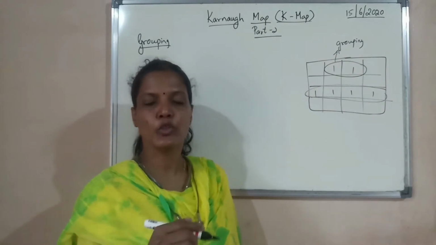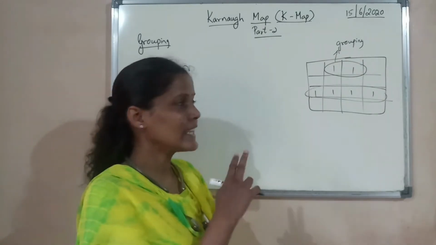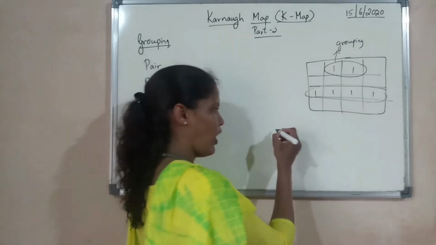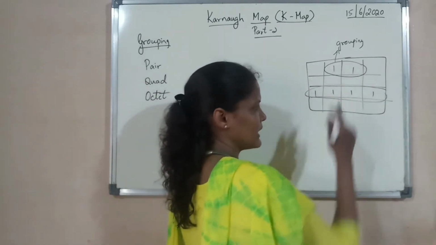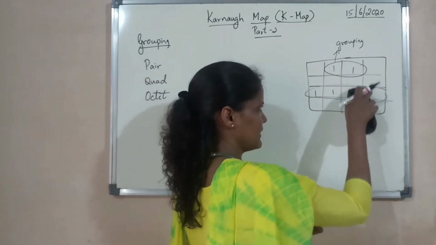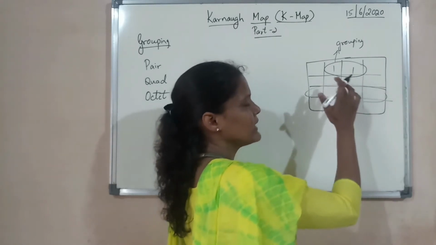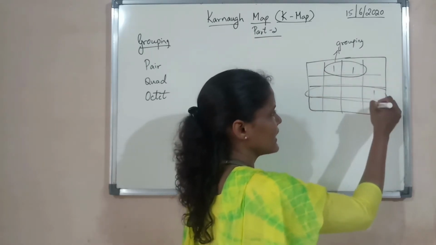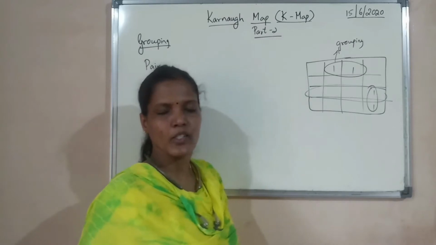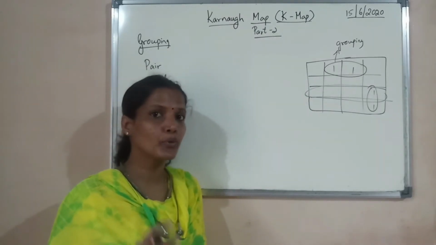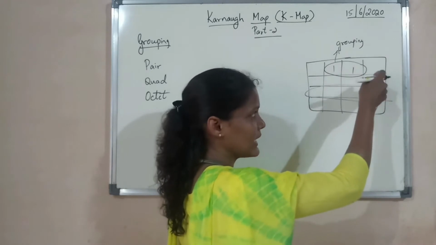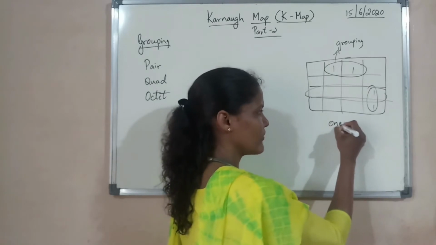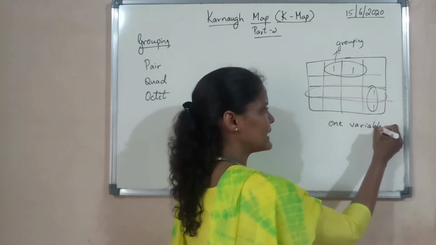Pair is nothing but grouping of two adjacent ones in the K-map, which is called pairing. The pairing can be done horizontally, like this, or like this, vertically. So pairing is nothing but grouping of two adjacent ones either horizontally or vertically. When you do pairing, it eliminates one variable. One variable will be completely eliminated.